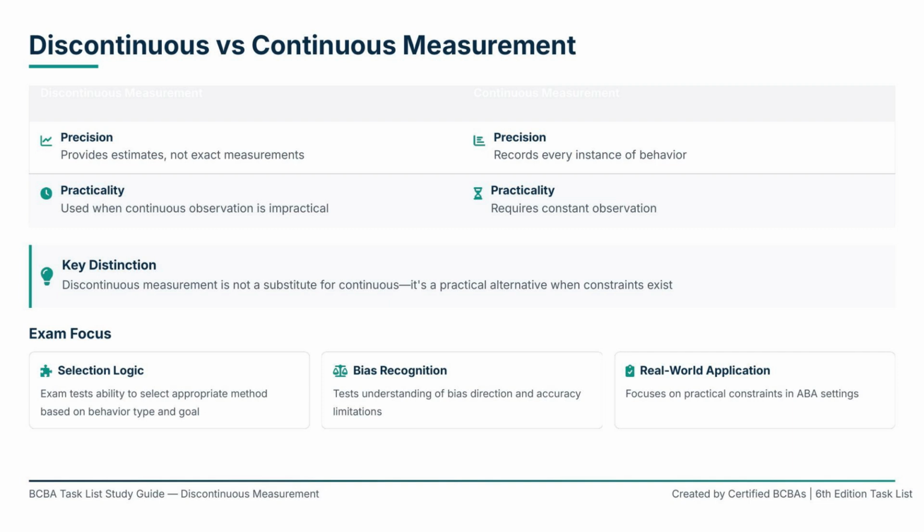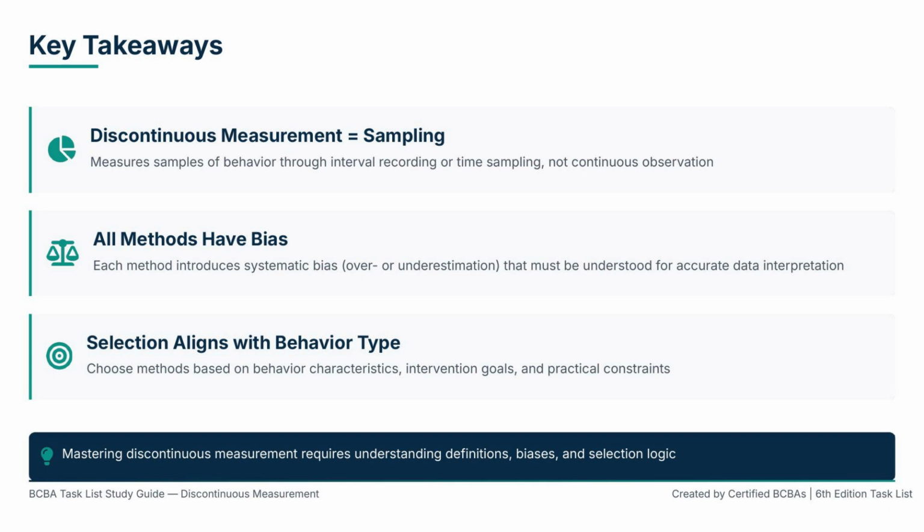Continuous measurement offers precision but requires constant observation. Discontinuous measurement offers practicality when constraints exist. The exam focuses on selection logic, bias recognition, and real-world feasibility. Discontinuous measurement is sampling, not exact measurement. Every method introduces bias. Effective selection requires understanding definitions, limitations, and goals. This skill is essential for both the exam and clinical practice.